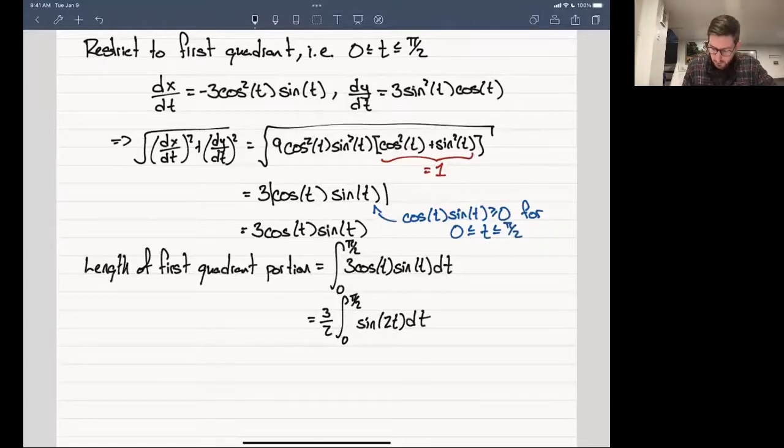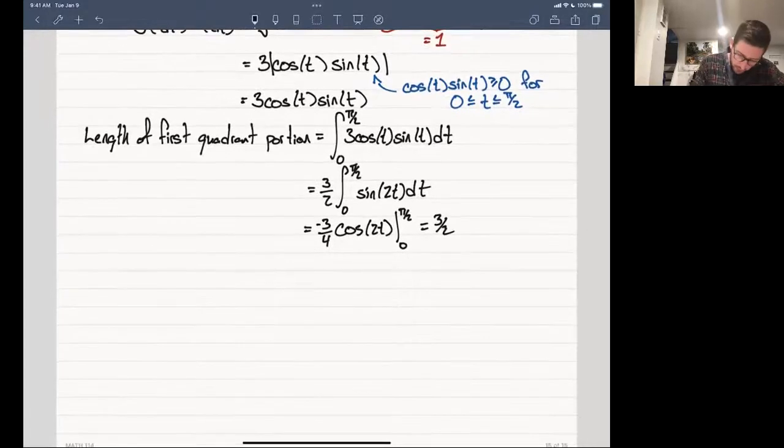And then you get a 1/2 that comes out front. That's why there's a 3 over 2. And now we can do a nice integration here. Minus 3 over 4 cos of 2t, and then running from 0 to pi over 2, which now we've got a calculator problem. This thing is equal to 3/2.